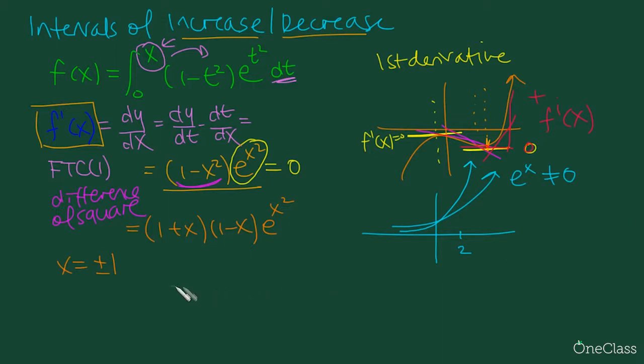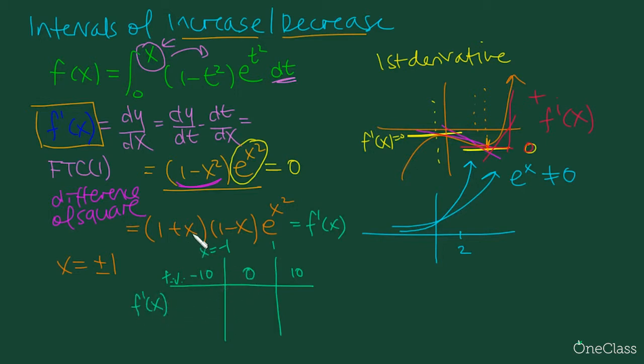So then we need to draw an interval chart. So here is when x is equal to negative 1, here when it's equal to 1. I like to test with certain values, so I test with nice numbers like 0 and really obvious humongous numbers like 10. So here, obviously, this whole expression is our first derivative. So we want to check for the sign of this.